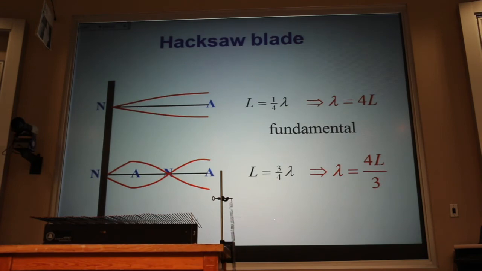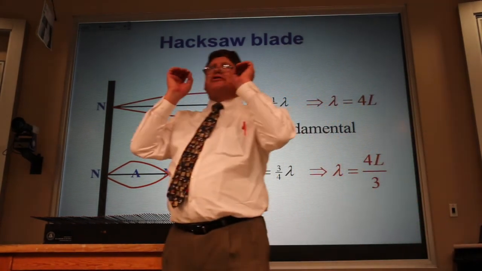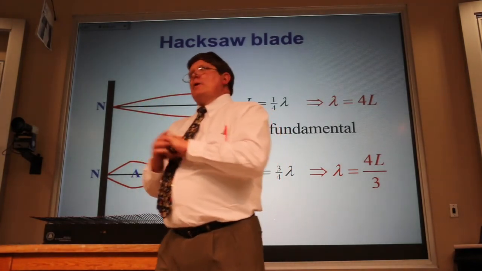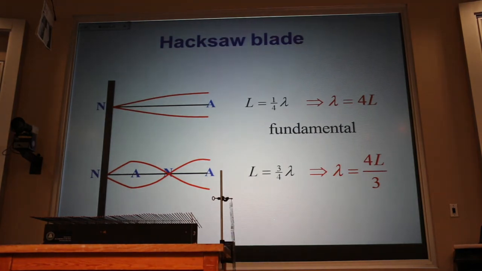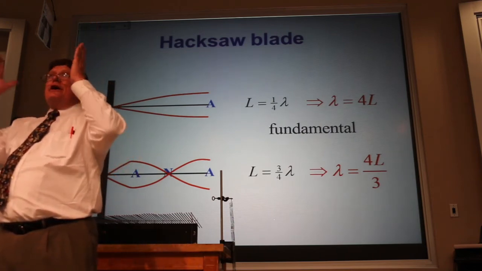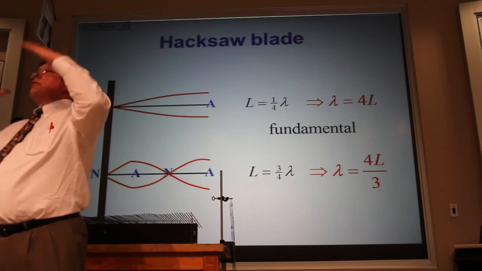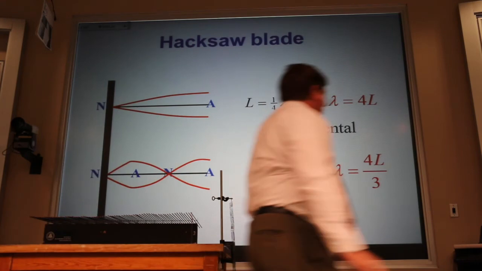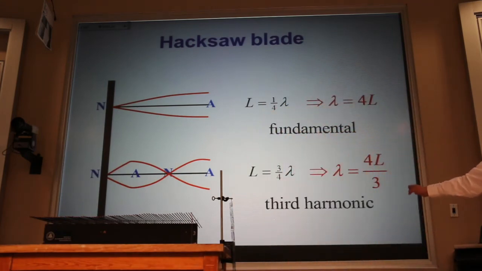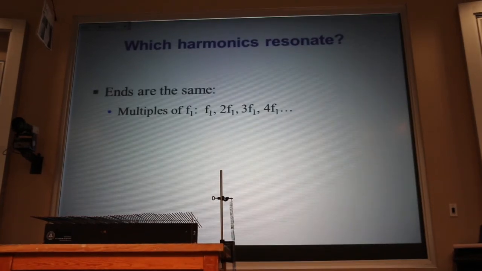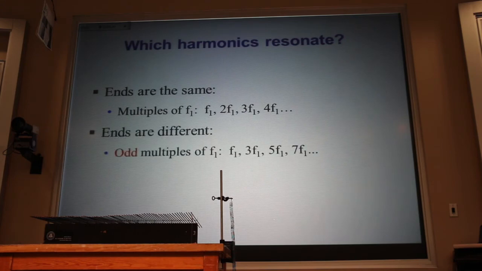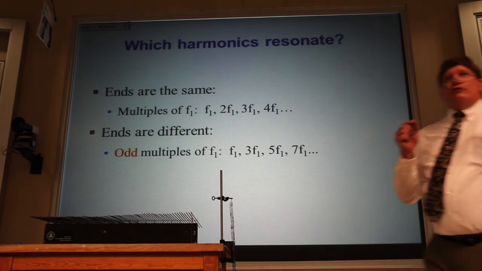What I'm saying is that there's two distinctly different types of standing waves. When the ends are the same, you go from one football to two footballs to three to four, and likewise, you go from F1 to F2 to F3 to F4. When the ends are different, when one's a node and one's an antinode, you go from half a football to three half footballs. The next one would be five half footballs. And what we see is that we go right from F1 to F3 to F5. The even harmonics are missing. So in summary, when the ends are the same, I get all of them: F1, F2, F3, F4, F5, F6. When the ends are different, one a node, one an antinode, you just get the odd ones.